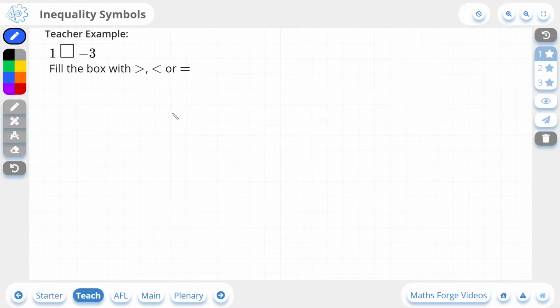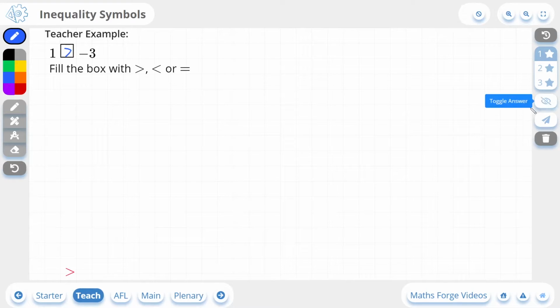Let's do another one-star example. So here we're being asked to fill in the box with greater than, less than, or equals to. And if you take a look at the numbers to either side of the box, we have a 1 on the left and a -3 on the right. And remember, we read this from left to right. So 1 is what compared to -3? Well, all positive numbers are immediately larger than all negative numbers. So I can see here that 1 is greater than -3.